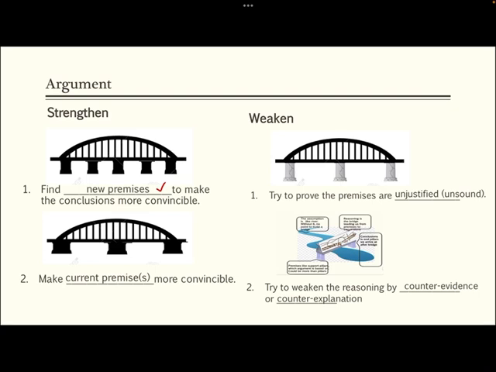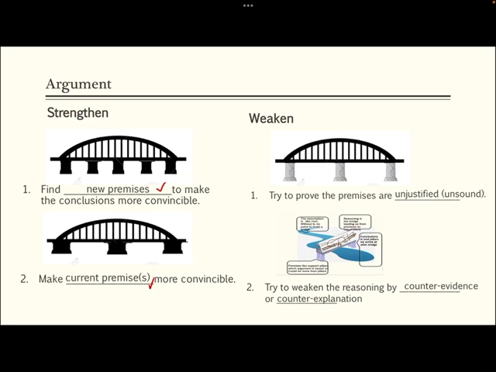And the second way to make our bridge stronger is to make the existing pillars stronger, make them thicker to support the whole bridge. So the other way is we make our current premises stronger, more convincing, to support the conclusion.